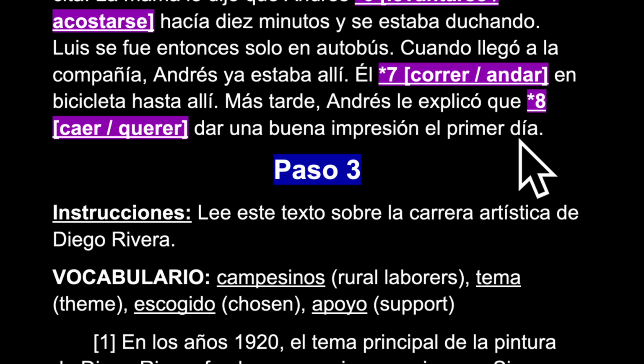Más tarde, Andrés le explicó que caer o querer dar una buena impresión. Would Andrés explain to him that he fell to give a good impression, or that he wanted to give? I think it would be that he had wanted to give. He had wanted to give a good impression. So más tarde, Andrés le explicó que había querido dar una buena impresión el primer día.